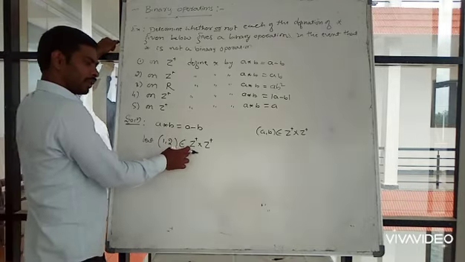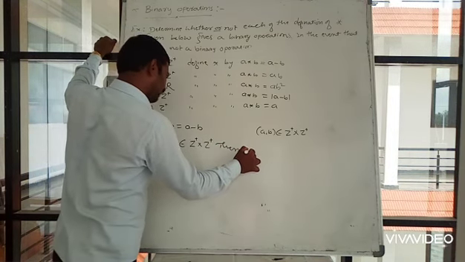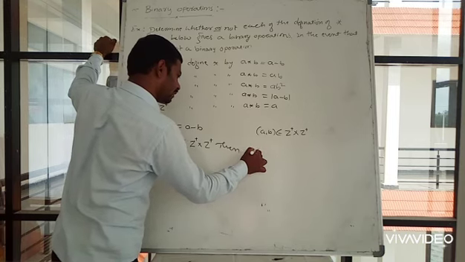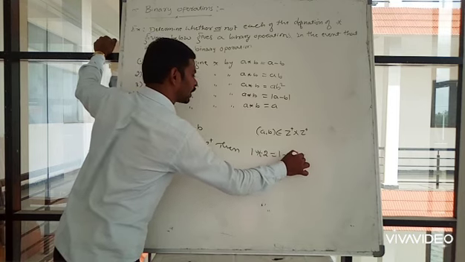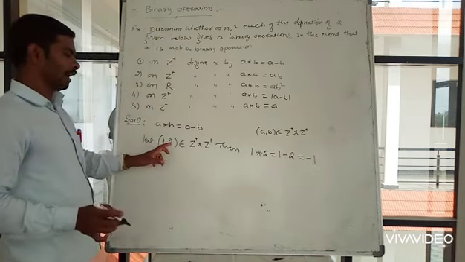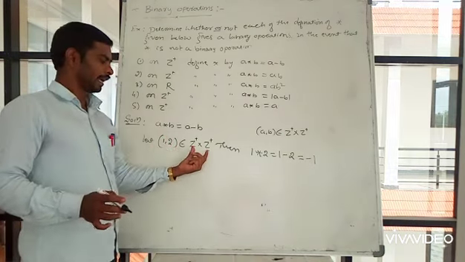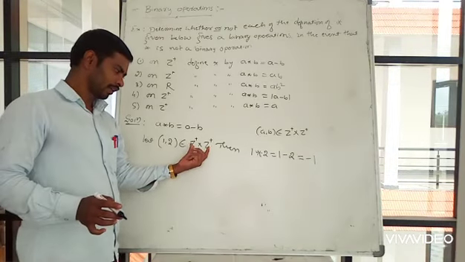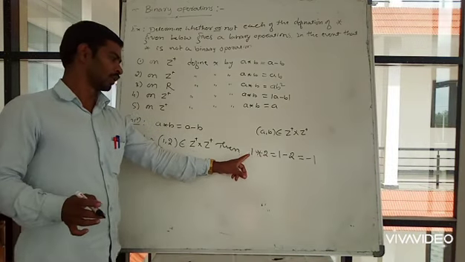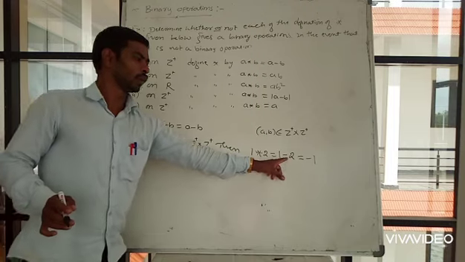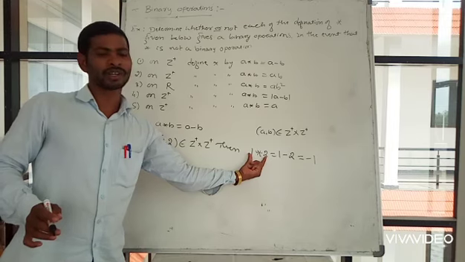If you apply this operation on this ordered pair 1 comma 2 in the set Z plus cross Z plus, then 1 star 2 is equal to 1 minus 2, which is equal to minus 1. It is the result of this 1 star 2.